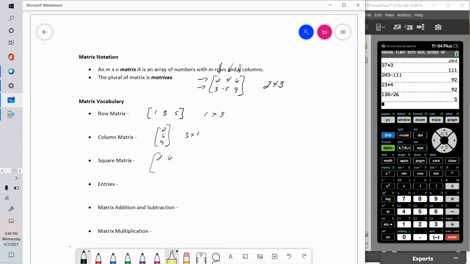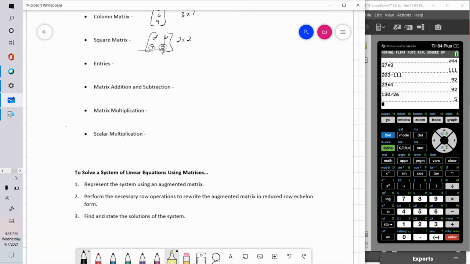So 2, 6, 9, 3 is a 2 by 2 matrix. That is a square matrix. The entries are all of the numbers. 9 is an entry, 3 is an entry. In fact, 3 is the entry in the second row, first column. Now, for matrix addition and subtraction, I'll talk about them here since they show up here.